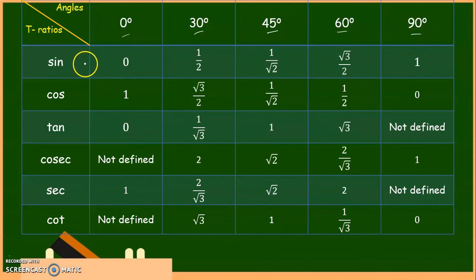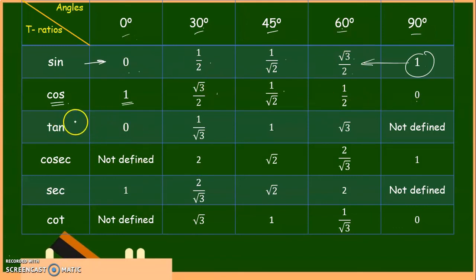Just remember the values of sin. Sin 0 is 0, sin 30 is 1 by 2, sin 45 is 1 by root 2, sin 60 is root 3 by 2 and sin 90 is 1. Now if you want to write the values for cos, then write the values of sin in reverse way. Start from 1, this way. So this is cos 0 is 1, cos 30 root 3 by 2, cos 45 1 by root 2, cos 60 1 by 2 and cos 90 is 0.